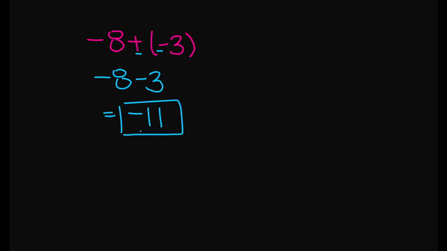What if you had -8 plus -3? So how do we find the value for this expression here? So this is going to be -8 minus 3 because of my positive and negative here. So this is going to turn into a negative. Now we have -8 minus 3. This is going to equal -11. So your final answer here for this expression is -11.